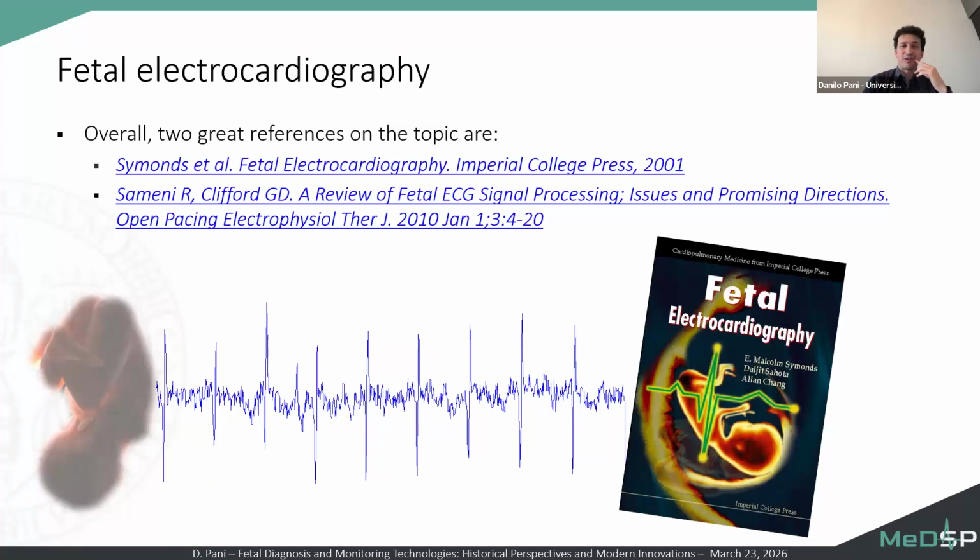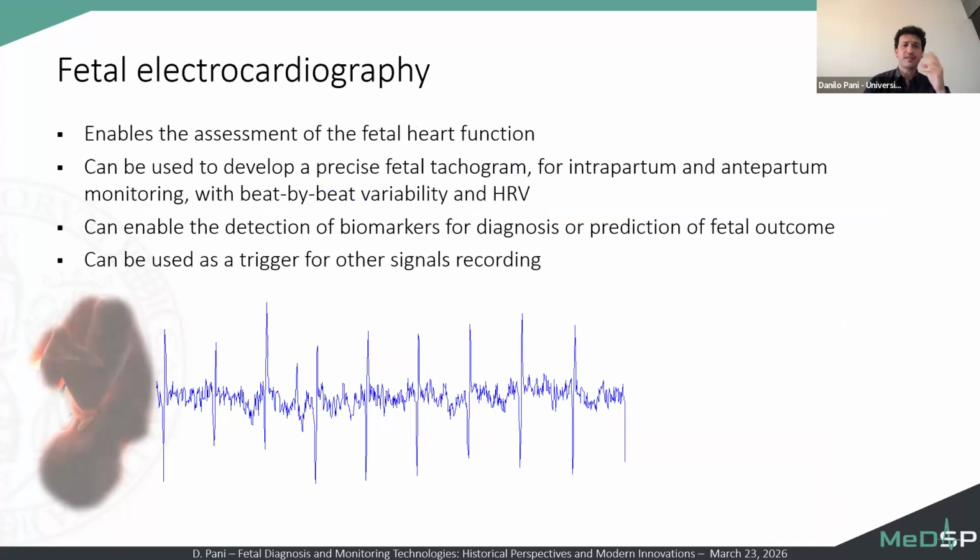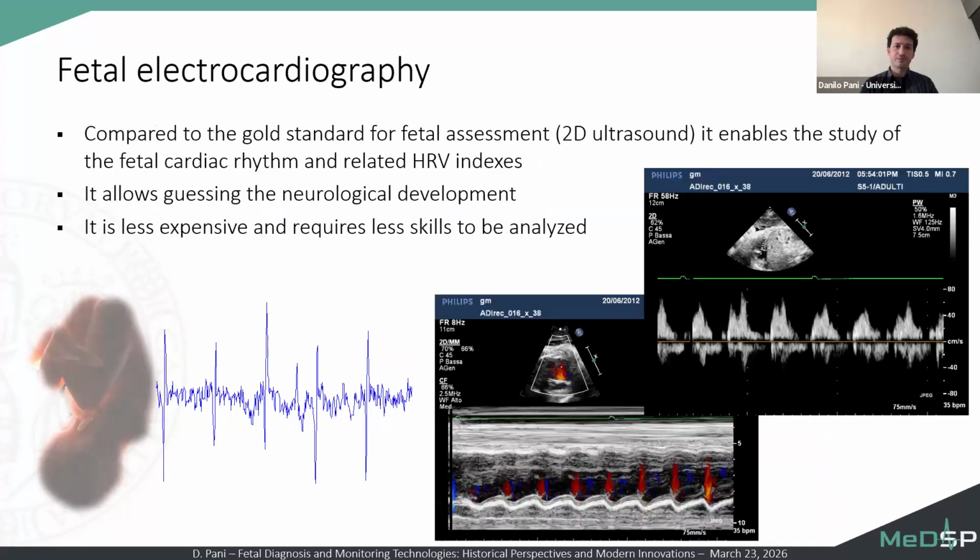It dates back more than one century, because the first studies were very old, close to the discovery of the ECG by Willem Einthoven. It can be useful for the assessment of fetal heart function, but also to extract biomarkers such as heart rate variability and so on, providing a monitoring technology which is low cost compared to technologies based on ultrasound devices and requires less skill to be interpreted.